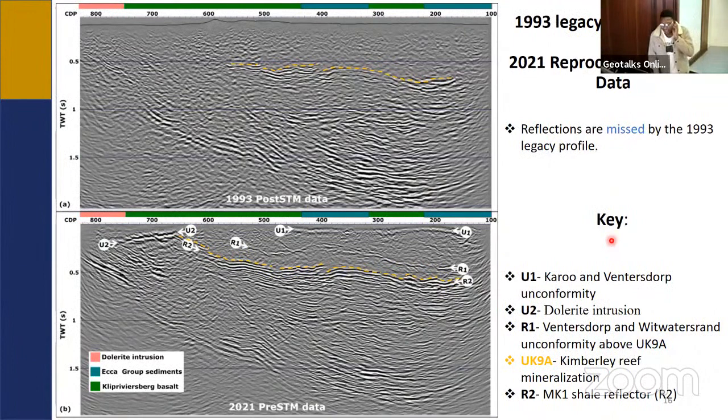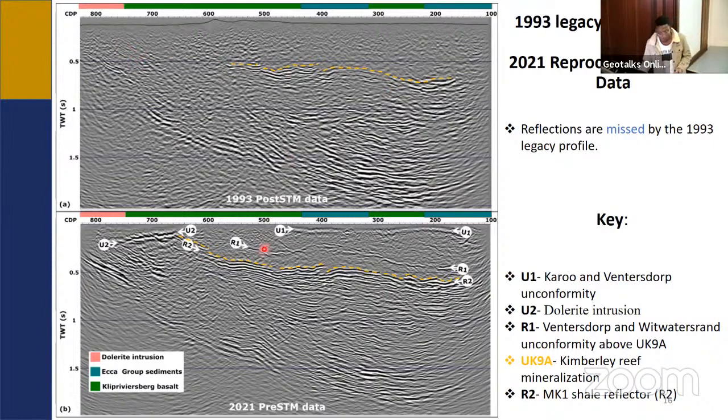Now, if we take the legacy stack that was processed in 1993 and compare it with the reprocessed stack, you can clearly see there's a lot of reflections that were missed by the 1993 stack. I mean, everything that's near surface is not imaged on this legacy stack. And if we were to use the legacy stack to look for the Kimberley Reef, we would constrain it to this section of the profile, because we would assume that there are no reflections associated with the reef on the southern part.